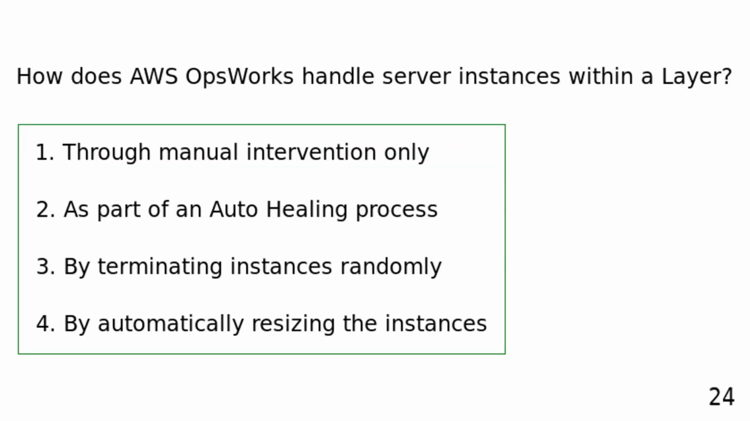How does AWS OpsWorks handle server instances within a layer? Through manual intervention only. As part of an auto-healing process. By terminating instances randomly. By automatically resizing the instances.